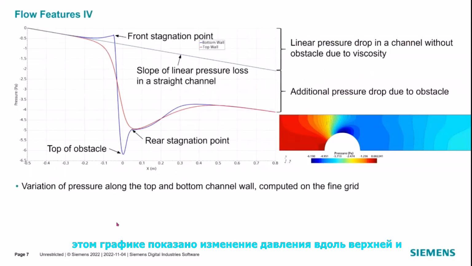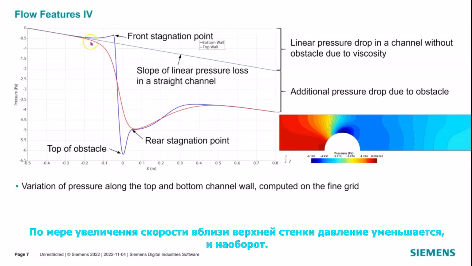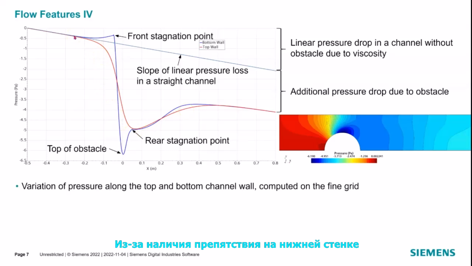This plot shows the variation of pressure along the top and bottom channel walls, computed on the fine grid. As the velocity near the top wall increases, the pressure reduces, and vice versa. Due to the presence of the obstacle on the bottom wall, the pressure first increases at the front stagnation point, before decreasing rapidly towards the top of the obstacle. On the downstream side of the obstacle, the pressure recovers, but not as much as in an inviscid flow.